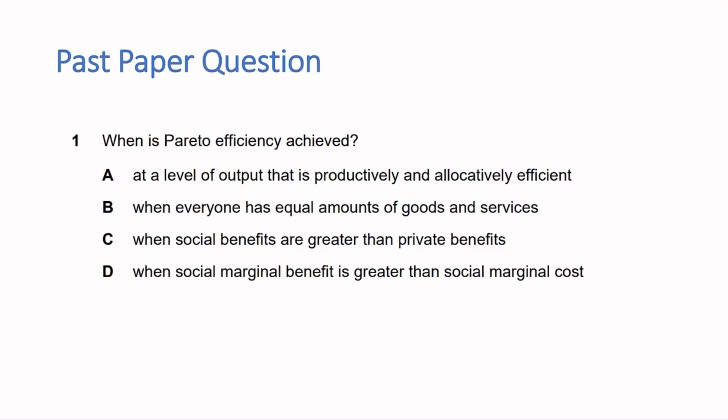Okay, now here's a question on Pareto efficiency. It's asking, when is Pareto efficiency achieved? Is it A, at a level of output that is productively and allocatively efficient? B, when everyone has equal amounts of goods and services? C, when social benefits are greater than private benefits? Or D, when social marginal benefits is greater than social marginal cost? I'm going to give you guys a minute to answer this question.